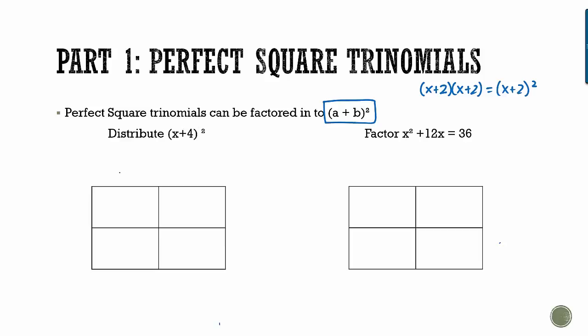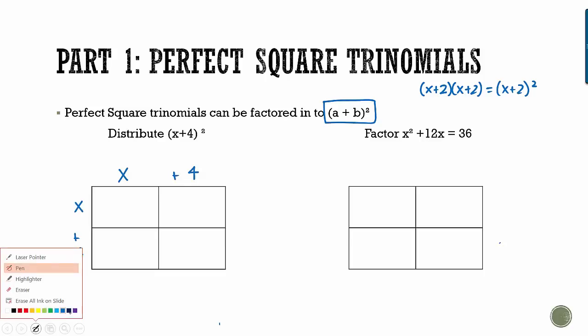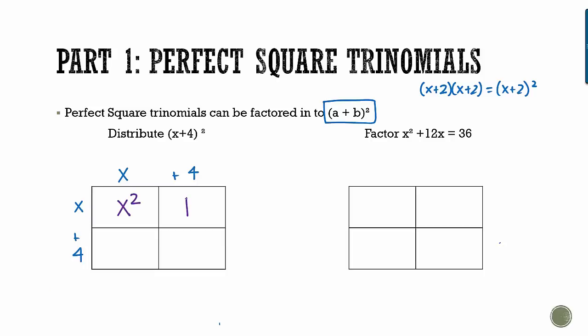If I want to distribute it out, what we learned in 8th grade was that we could write this into a square and multiply the squares together. Here would go x times x, or x squared. Here would go 4x, here would go x times 4, and 4 times 4. We've made a perfect square because the length and the width are exactly the same, and inside this square is x squared plus 8x plus 16.